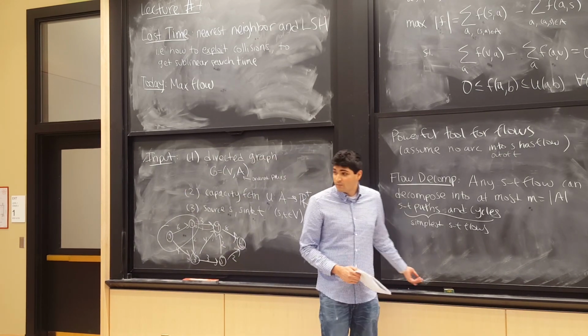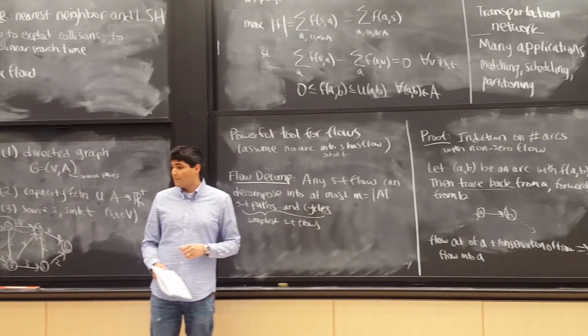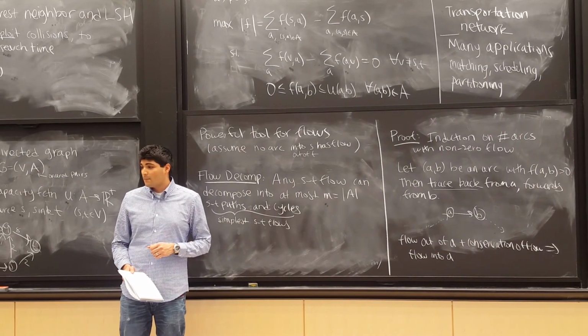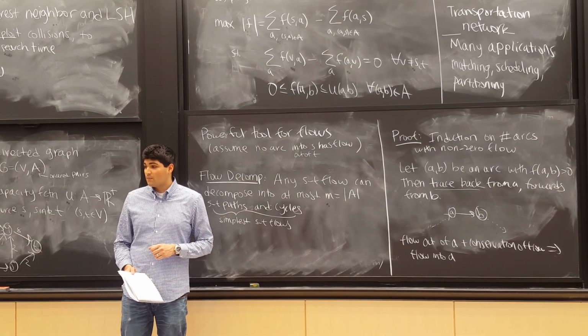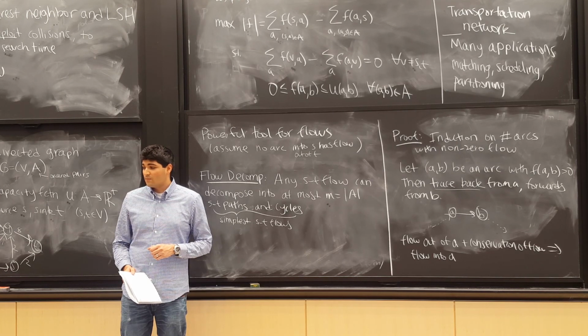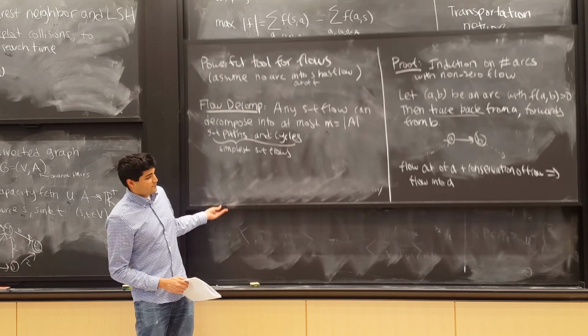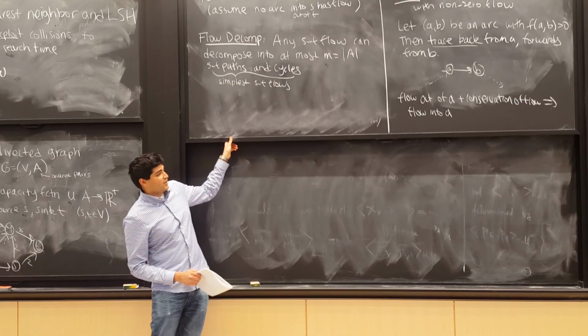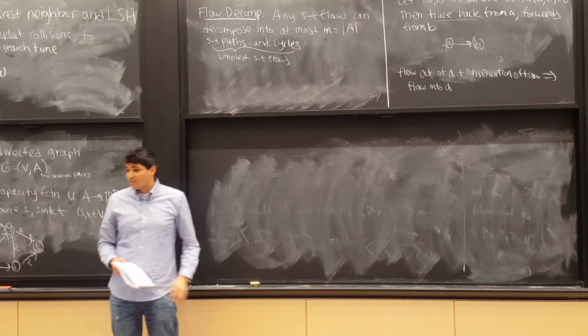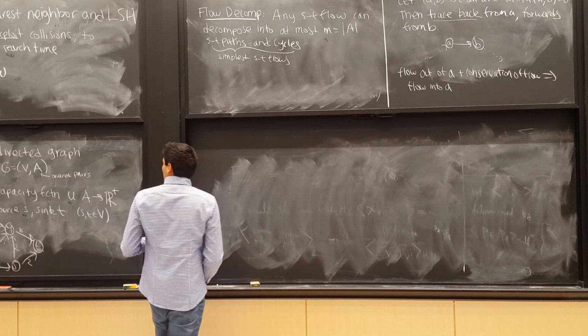I have an idea. Yep. Each ST path is going to have to cross the cut because it goes to T. And at that point, it uses up some capacity from the cut. Exactly. That's what our proof is. So that's exactly how the proof is going to go.